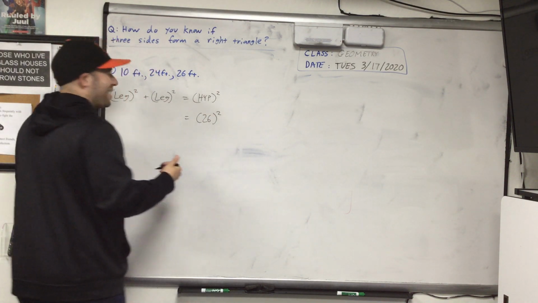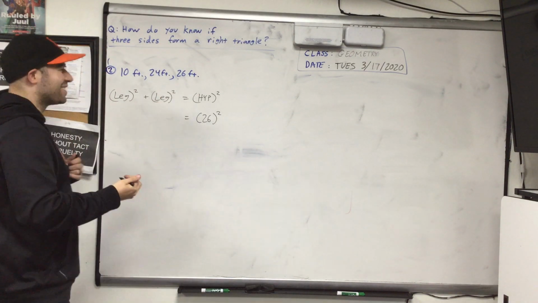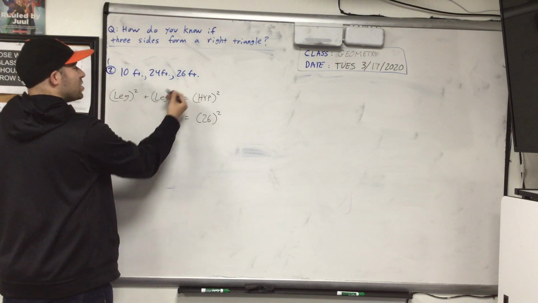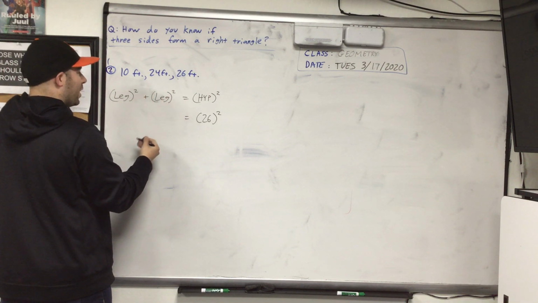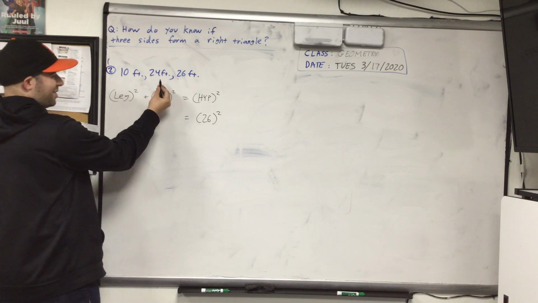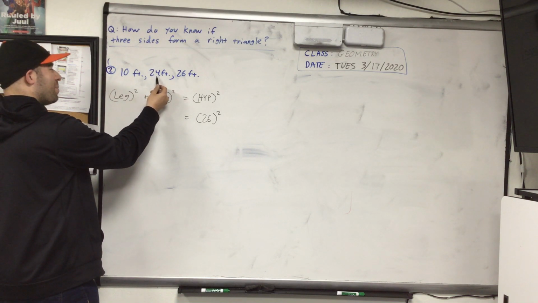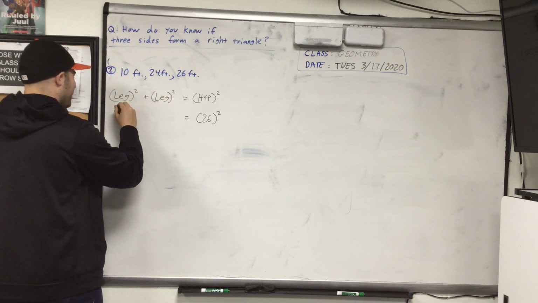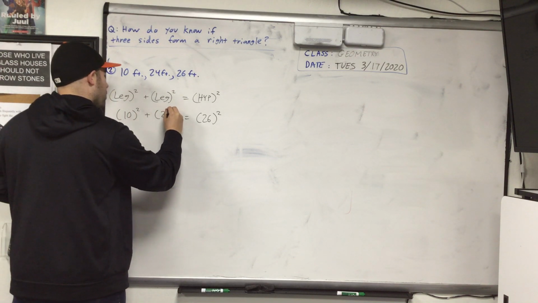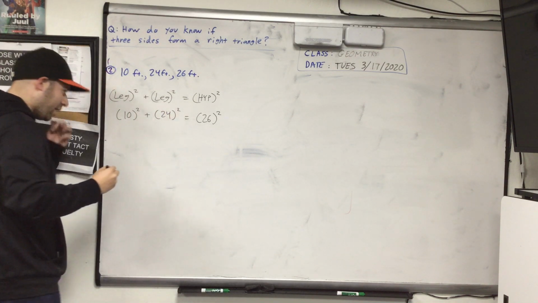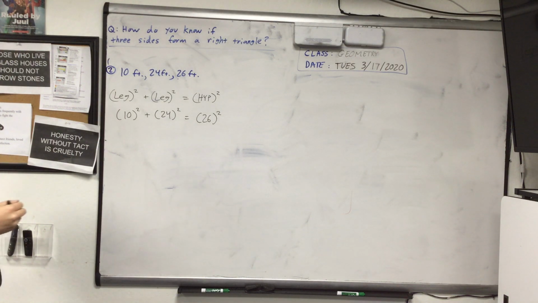Sorry, I shouldn't say it's a right triangle without verifying it first. So the longest side is 26. And then I'm going to say that these two are the legs. 10 squared plus 24 squared should equal 26 squared. Okay, well, let's do the calculator work.